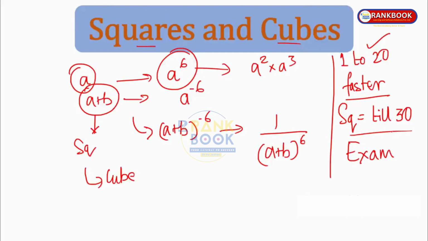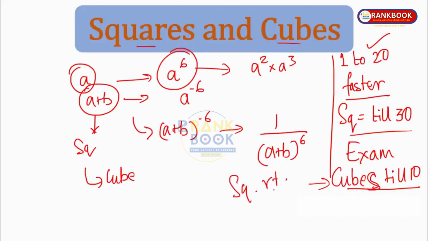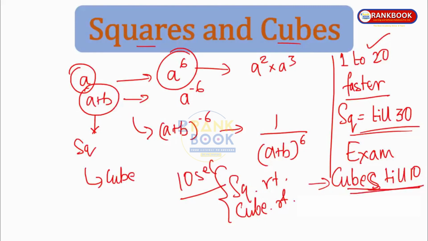Also, since you know squares till 30, you should know their square roots also, and you should know the cubes of numbers till 10 at least. I won't say till 20 or 30, but at least from 1 to 10, you should know what the cubes are, because they are very useful in solving the sums related to square root as well as cube root. You will be able to find the answer in just 10 seconds if you know the squares till 30 and the cubes till 10.